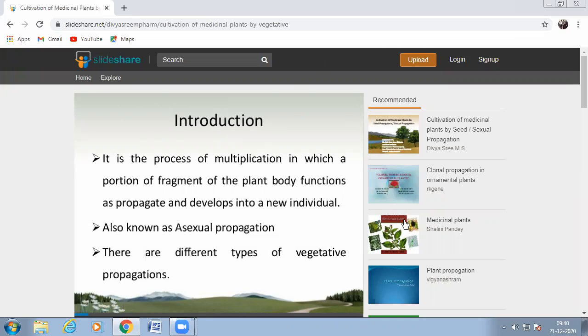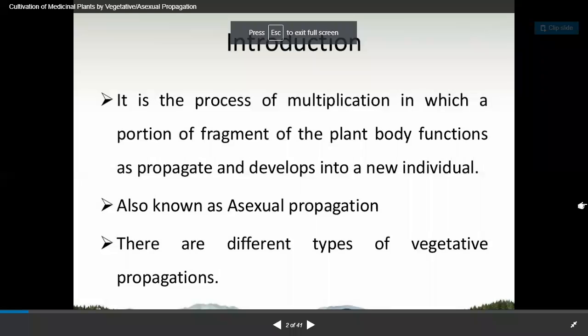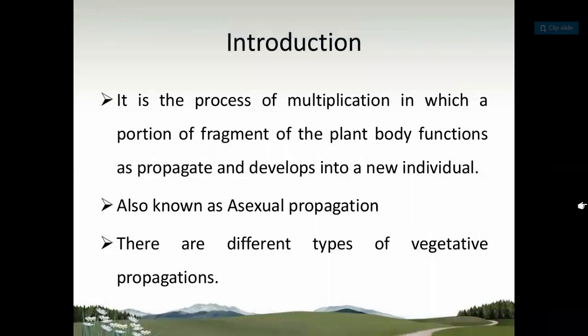So here in the introduction we can see, right? It is the process of multiplication in which a portion or fragment of the plant body functions as a propagule and develops into a new individual. When we are cultivating, we are taking any portion. It may be the seed, it may be the plant part.